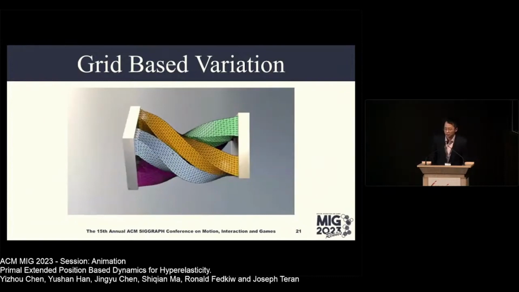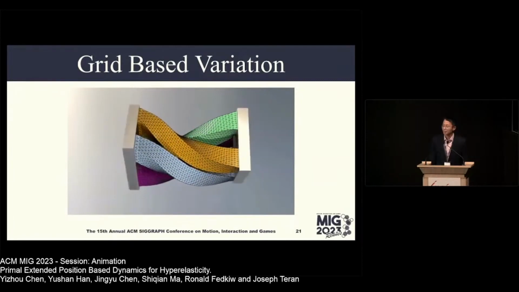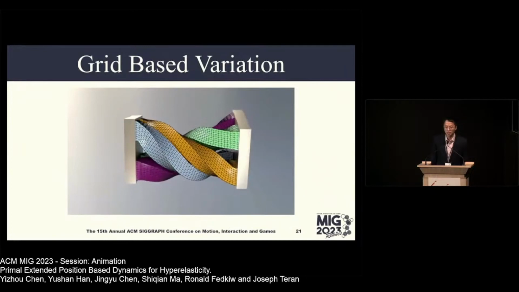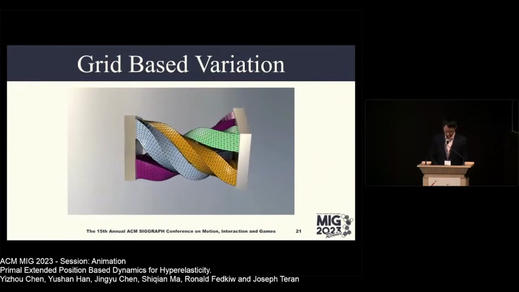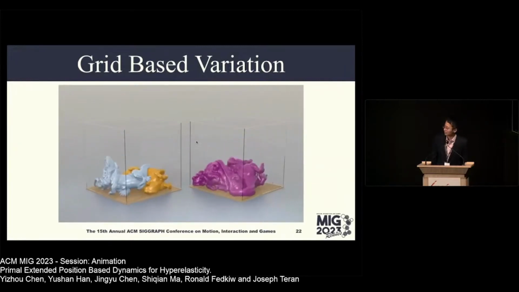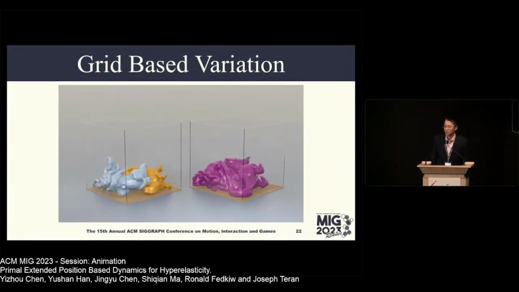Okay, so here I present some more examples, some more nice animations from the grid-based variations. This one is twisting the four bars and then untwisting. This one is just dropping more objects in the box, but the resolution of those meshes is much higher. Each dragon is about 200K vertices.